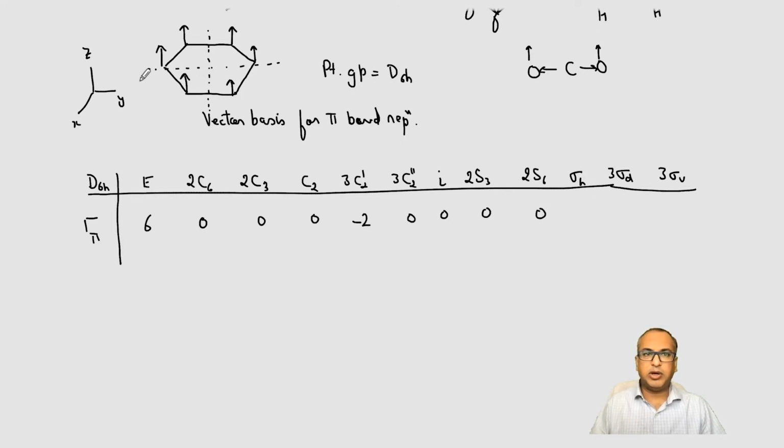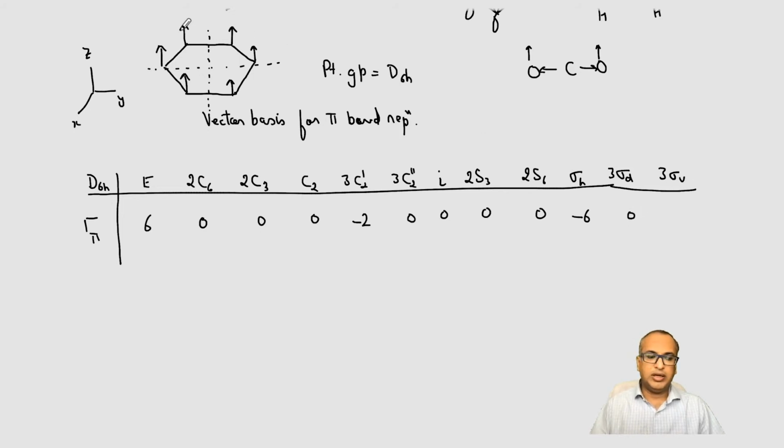Sigma h is now the molecular plane of benzene. All of the vectors will remain at their own position, but they will go from +1 state to -1 state. So that means this will be -6. They will be reflected by the molecular plane, right? Sigma d, again this will be 0.